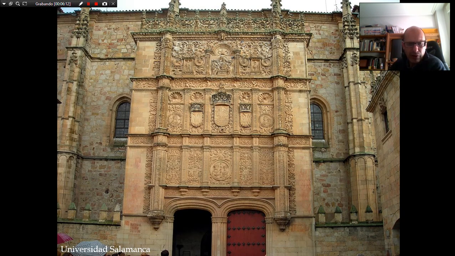Yes, this one is important. This is the main facade of the university in Salamanca. One thing that you can appreciate here, for example, is that inside is a Gothic structure. You can see the windows, these pointed arches. It's a Gothic structure. The only part that we have with this plateresque decoration is the main facade.